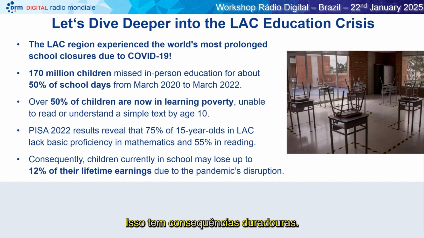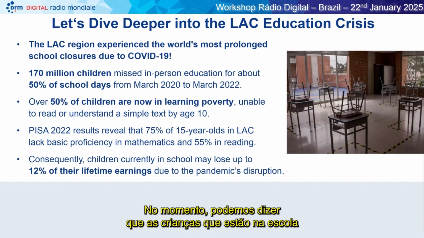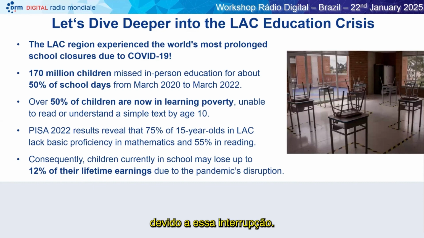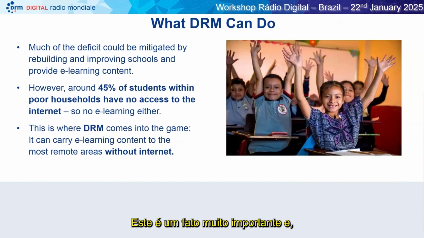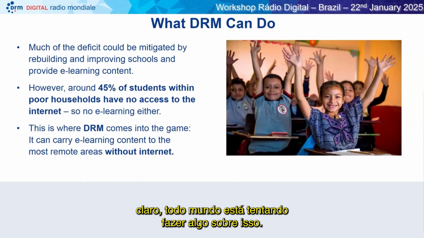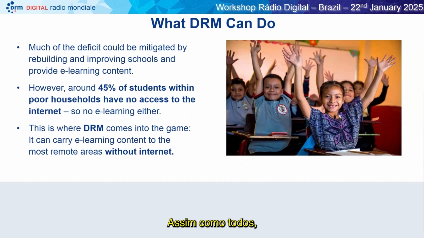This has long-lasting consequences. At the moment, we can say that children who are currently in school may lose up to 12% of their lifetime earnings due to this disruption. This is a very, very important fact, and of course, everybody is trying to do something against it. We know that you do your best, like everyone else is trying to do their best, and we also try to do our best.